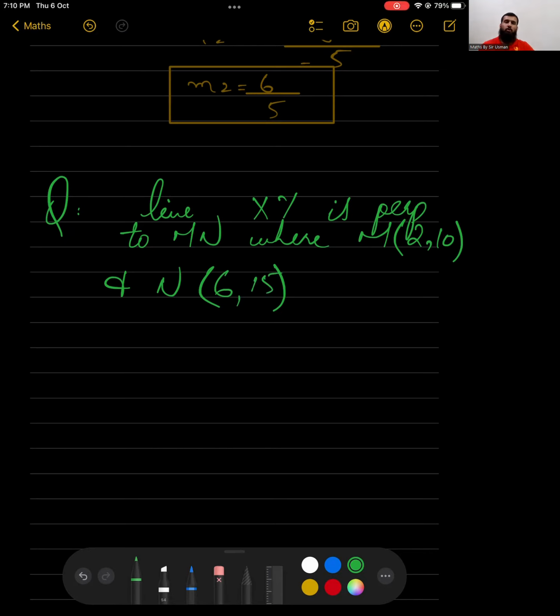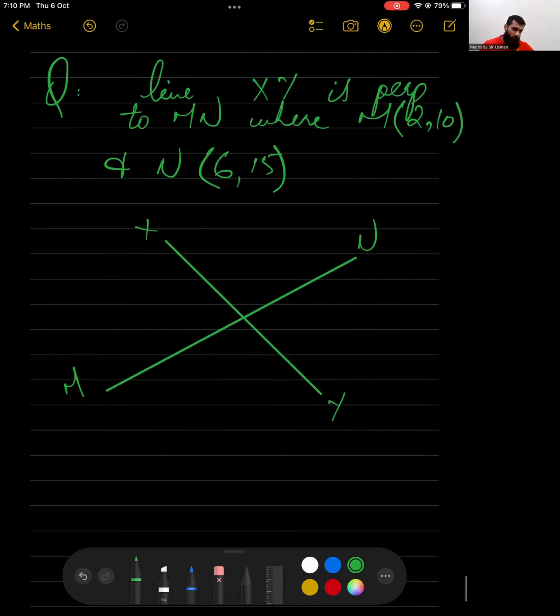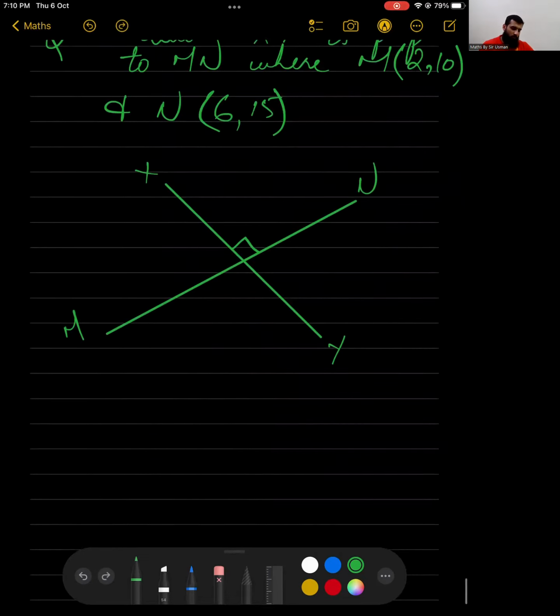So we have been provided with the coordinates of M and N, and a line XY is running perpendicular to this line MN. So what you have got here is a 90-degree angle. If you figure out the gradient of MN and the gradient of XY and multiply them, your answer will be -1. So this is the general equation.